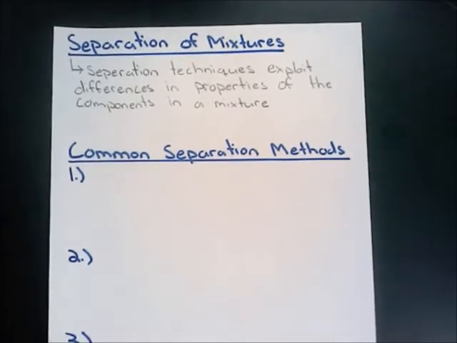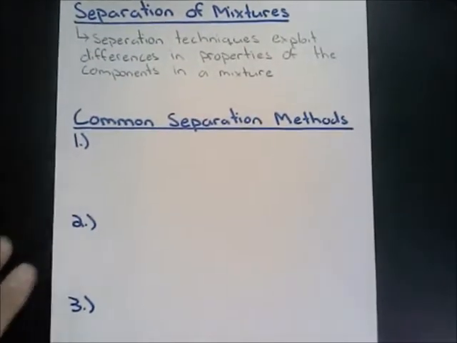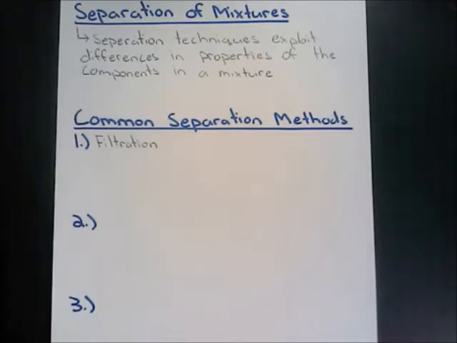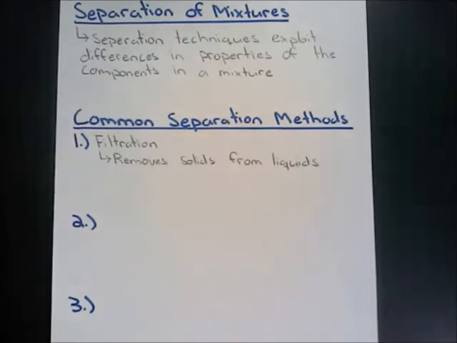I'm going to go over 3 common separation methods. Some we will use throughout the year in the lab. The first common separation method is filtration. Filtration removes solids from liquids. A good example of filtration would be separating a salt and sand mixture by filtering with filter paper and a funnel, filtering out the sand from the salt. Usually you have to mix it with water so that the salt is dissolved in the water and the sand is not.